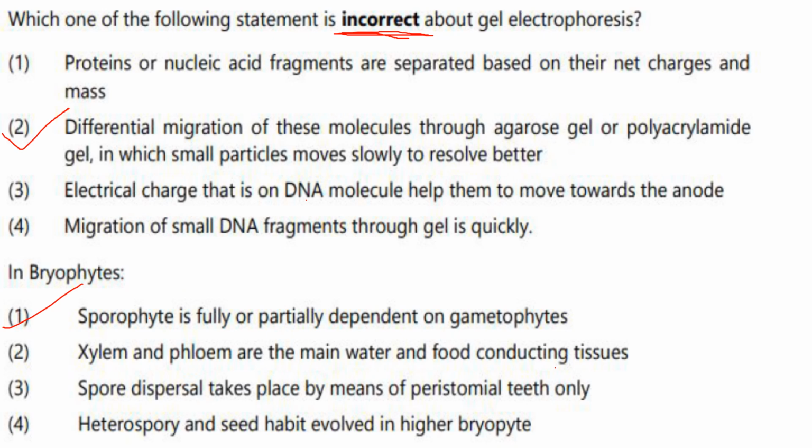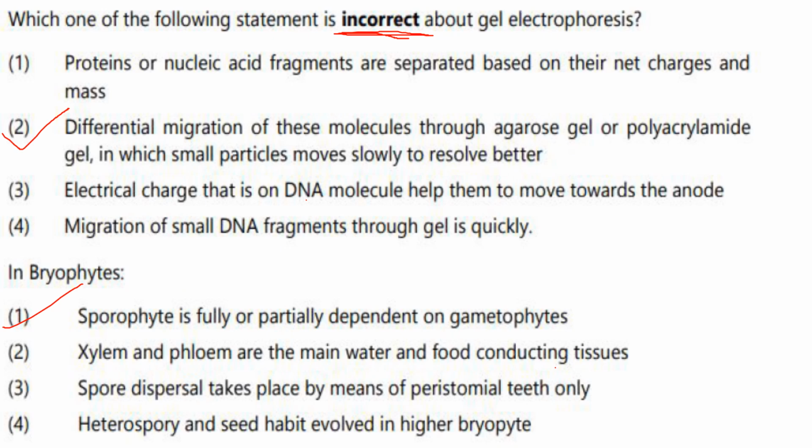Differential migration of these molecules, that is either your protein or nucleic acid, through agarose gel or polyacrylamide gel in which small particles move slowly to resolve better. This statement, that is small particles move slowly, that is incorrect. In both agarose and polyacrylamide gel electrophoresis, small particles actually move faster, not slower. So they have asked for the incorrect statement. So 2 is the correct answer.